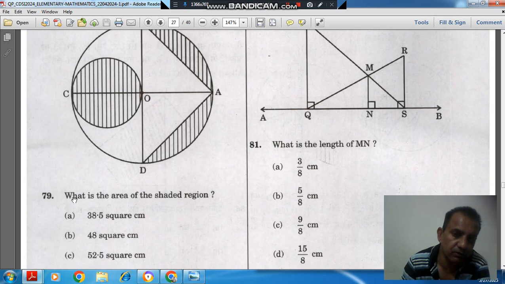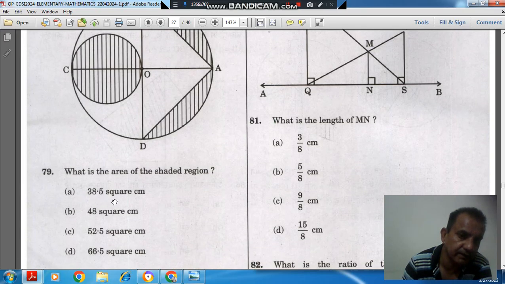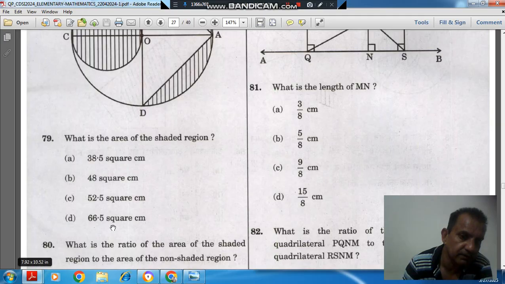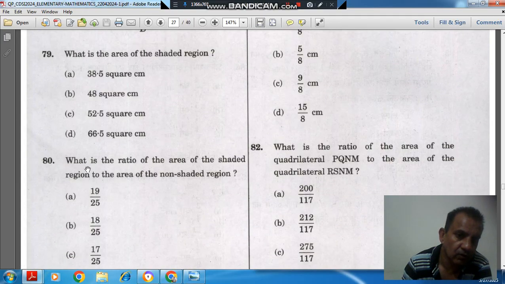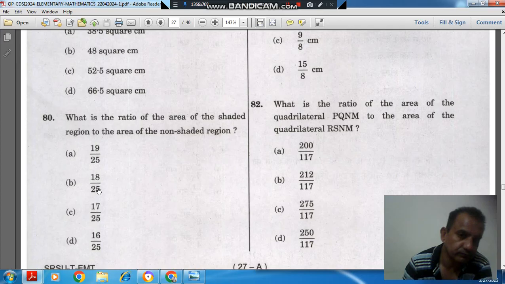Question number 79 based on this is: what is the area of the shaded region? Option A 38.5 square centimeter, option B 48 square centimeter, option C 52.5 square centimeter, and option D 66.5 square centimeter. And question number 80 is: what is the ratio of the area of the shaded region to the area of the non-shaded region? Option A 19 by 25, option B 18 by 25, option C 17 by 25, and option D 16 by 25.